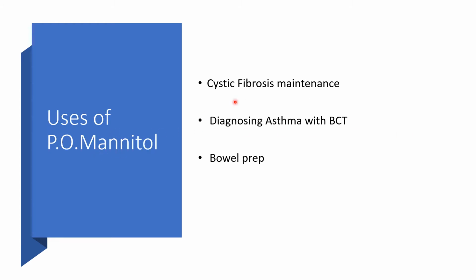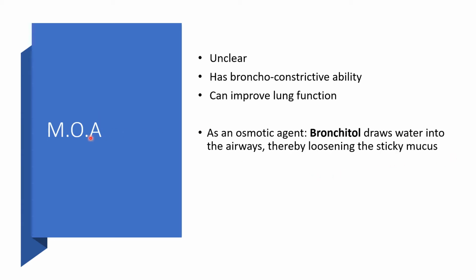Uses of per oral mannitol. Cystic fibrosis maintenance. I've said this repeatedly. Bronchitol will be helpful. In diagnosing asthma with the bronchial challenge test, Aridol will be helpful. And in bowel preparation for colonoscopy. Mechanism of action. Not so clear, the mechanism. But we are sure it has bronchoconstrictive capability and can improve lung function. If that is not the case, Bronchitol will not be selected to be used in cystic fibrosis. As an osmotic agent, Bronchitol will draw water into the airways, thereby loosening the very sticky mucus found in cystic fibrosis.